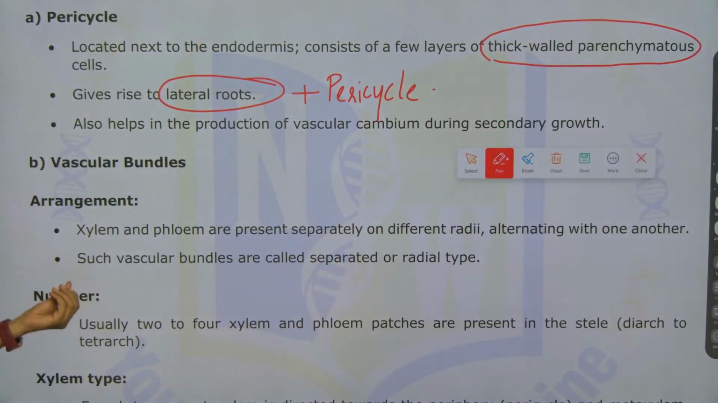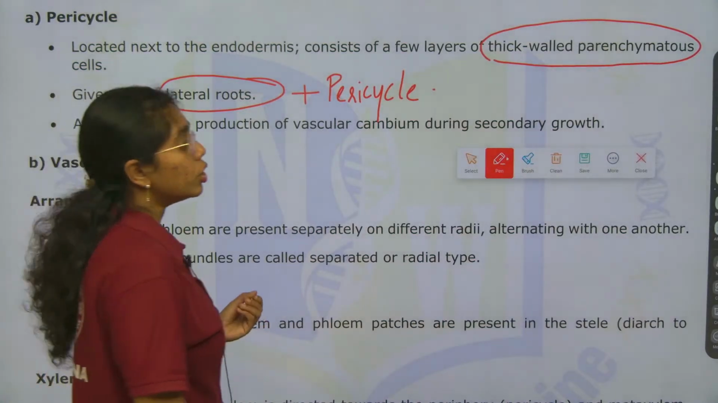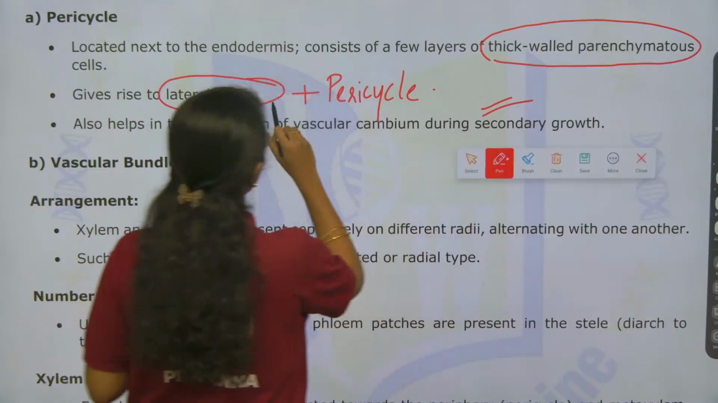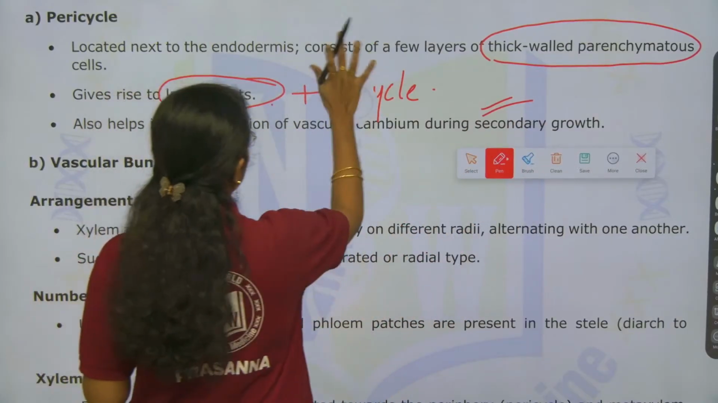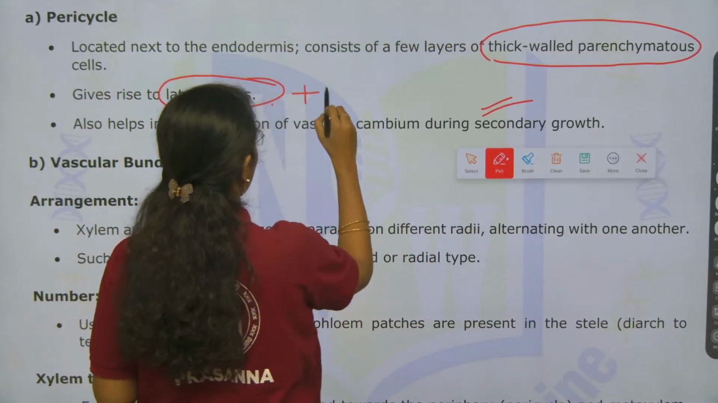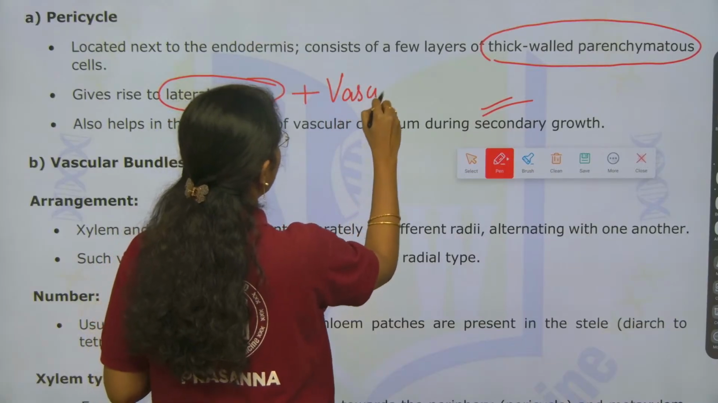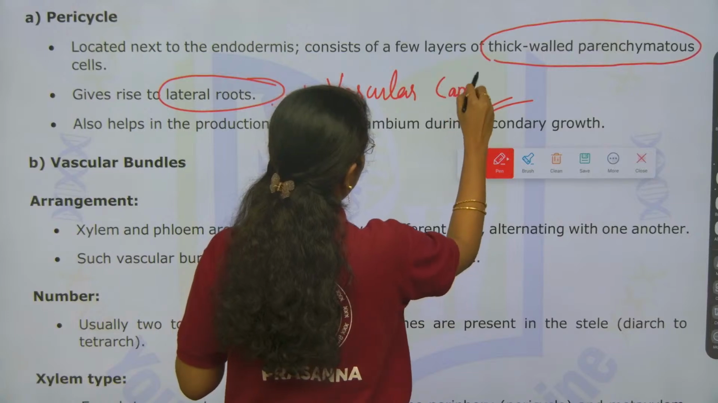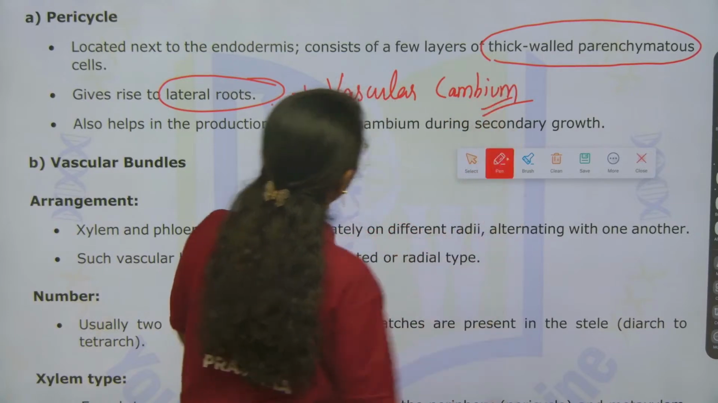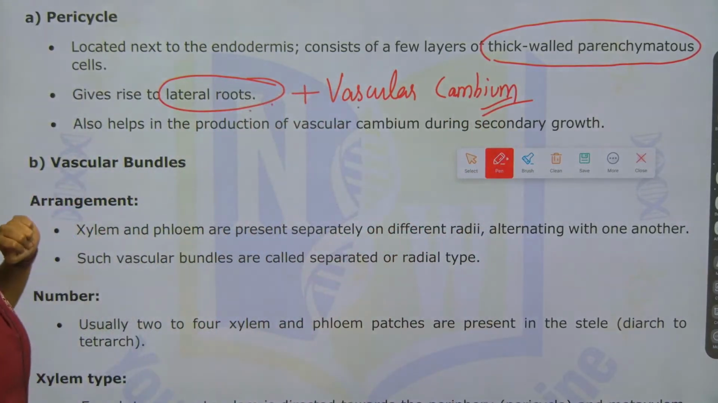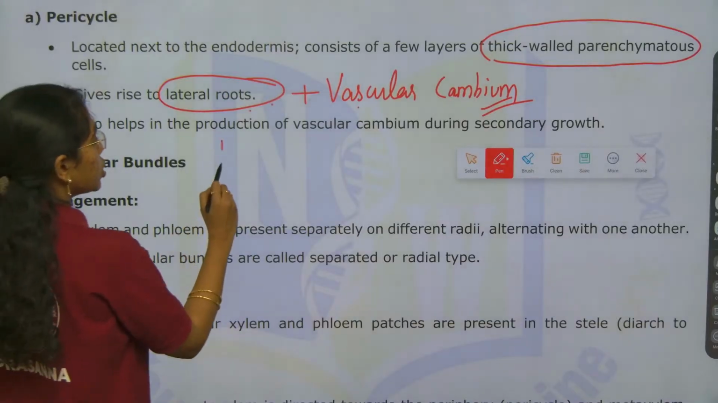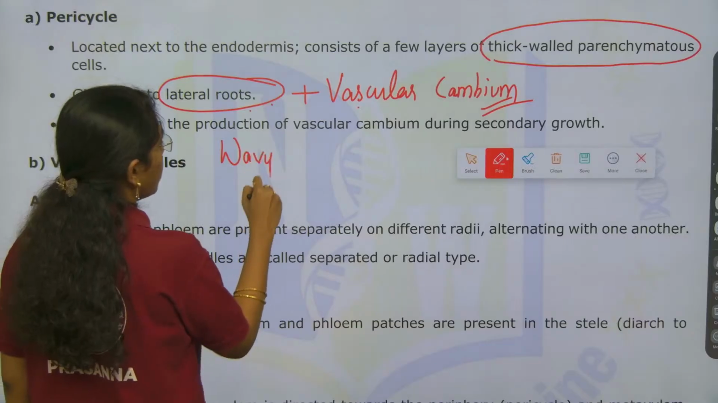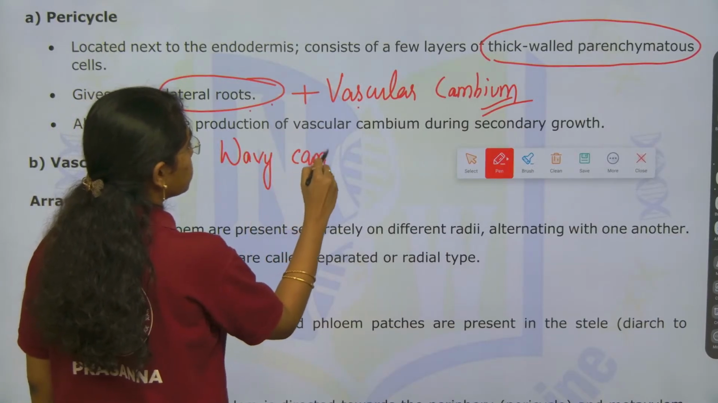Also helps in the production of vascular cambium during secondary growth. So both of them, this gives rise to vascular cambium and lateral roots. From pericycle of dicot root, both of them will arise, vascular cambium and lateral roots. As such, what type of cambium is formed? Wavy cambium. This also you can describe.